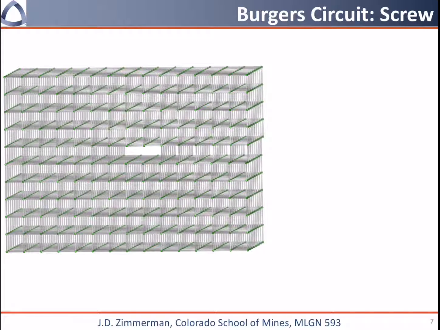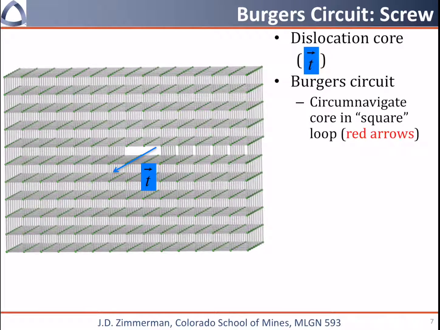Here I have redrawn the screw dislocation, and I've flipped it over 90 degrees so we can look down the dislocation core, and we can draw the Burgers circuit for this dislocation as well. The first thing we're going to draw on this diagram is the dislocation core. I'm then going to draw the Burgers circuit. I'm going to circumnavigate this core in a square loop again.